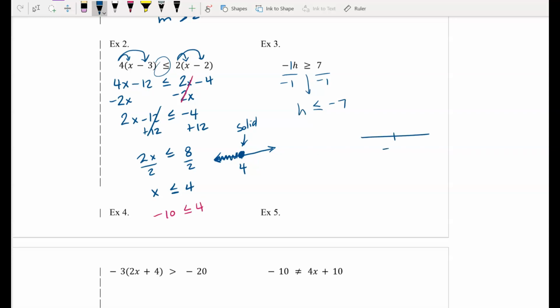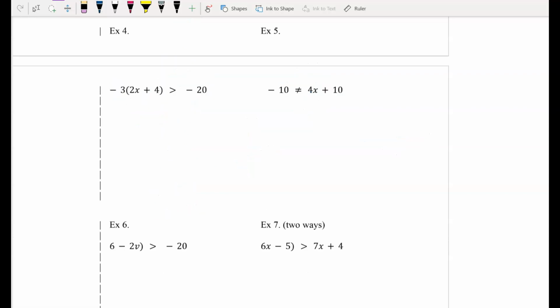If I graph that, then I plot my negative 7. I have an equal on my inequalities, so I want a solid circle, and then I want to shade to the left. Pause the video and work example 4.